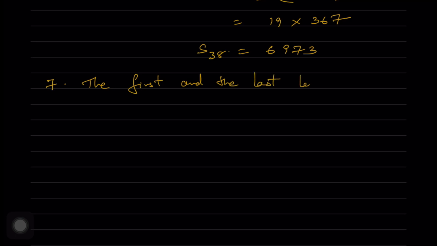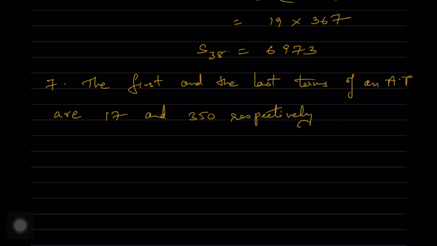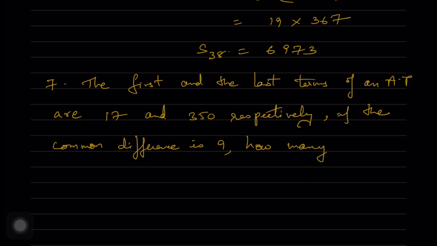Now going into the 7th problem, the first and the last terms of an AP are 17 and 350 respectively. If the common difference is 9, how many terms are there and what is their sum?